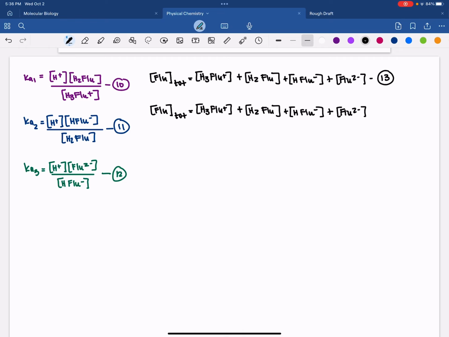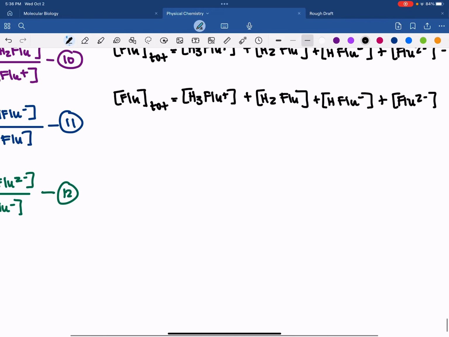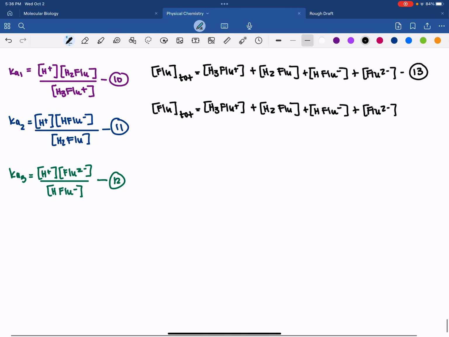I duplicated it because we're working off of that, but we want to find different concentrations of each of these, and we're using mole fraction by doing that, but we're reversing it, if that makes sense. So we want to do this for every single one of our concentrations, and we're going to start off with our H3Flu+. So we want to get it by itself.